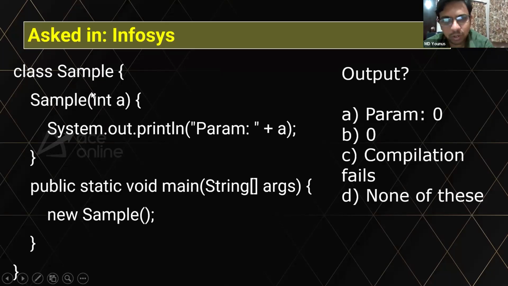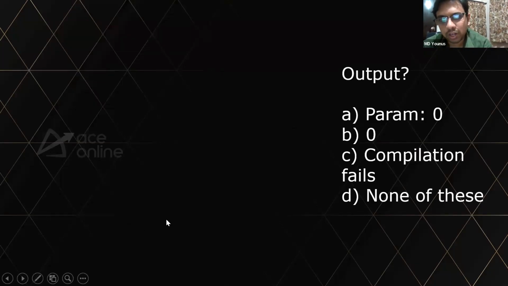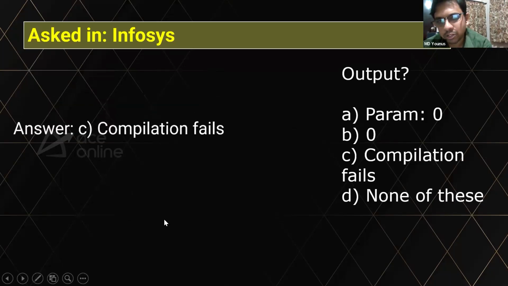You will be getting an error because you're trying to call the default constructor, which is not present in your class, neither provided by you nor by the compiler. You have a user-defined constructor, no doubt, but it takes one parameter. So if you have to make this program work, you have to pass one parameter. So the correct answer is compilation fails.